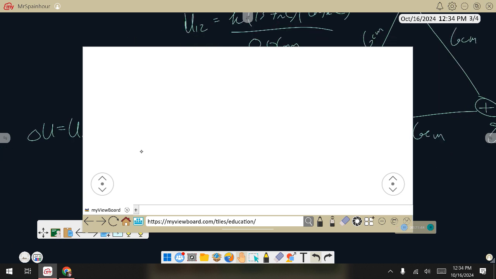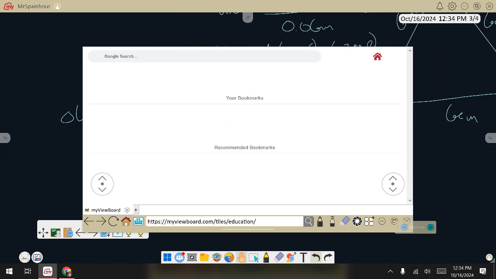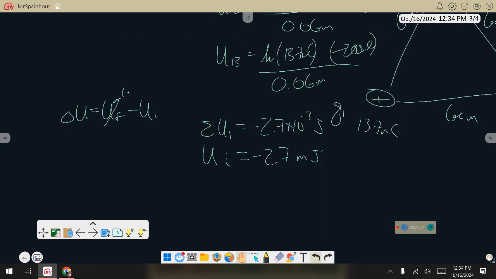So the argument is that R is infinity, so far away that each of these is 0, which means the potential energy final is 0. So I would get minus negative 2.7 millijoules. So the change in potential energy is 2.7 millijoules. Is that naturally going to happen?